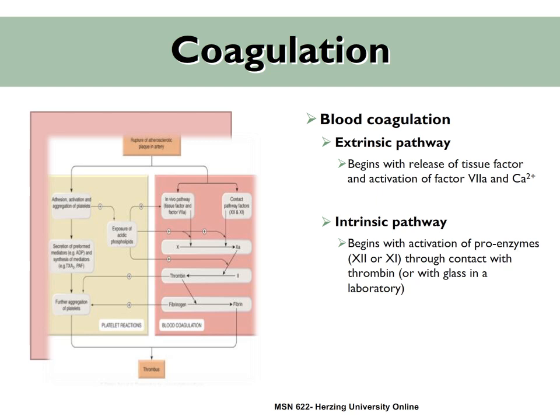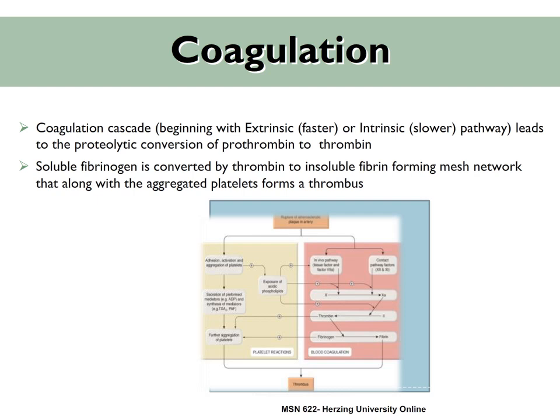There is the extrinsic pathway of blood coagulation. It begins with the release of tissue factors and activation of a number of factors and calcium. The intrinsic pathway begins with the activation of proenzymes through contact. The coagulation cascade begins with the extrinsic pathway being much faster and the intrinsic pathway being much slower, and this leads to the proteolytic conversion of prothrombin to thrombin. Once fibrinogen is converted by thrombin to insoluble fibrin, it is the job of fibrin to form a meshwork on the platelet plug, and this basically reinforces the platelet plug.